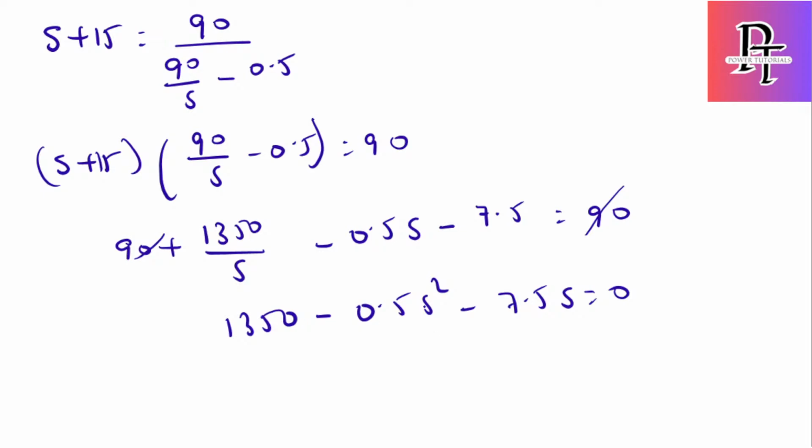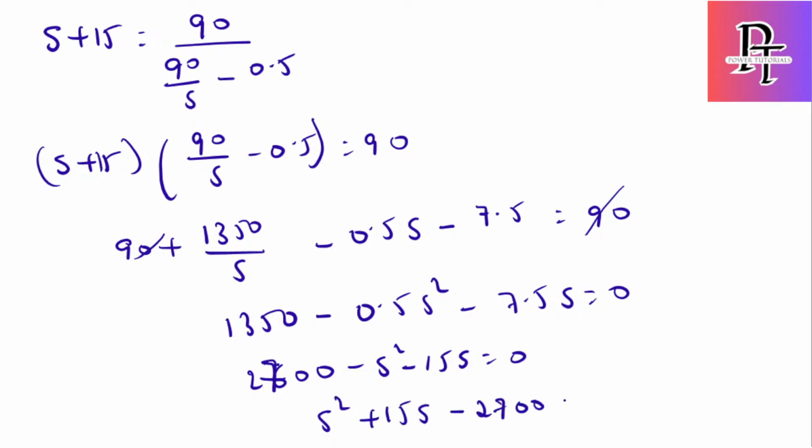So as we have points, let's multiply by 2 the entire equation. It becomes 2700 minus s square minus 15s is equal to 0, or s square plus 15s minus 2700 is equal to 0. So this is the quadratic equation. Okay, let's solve this quadratic equation now.